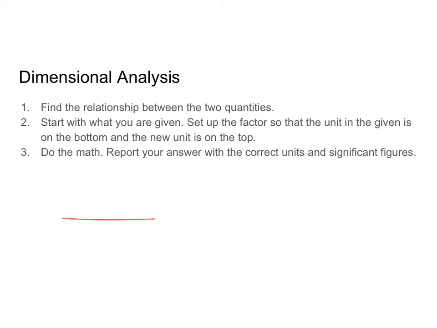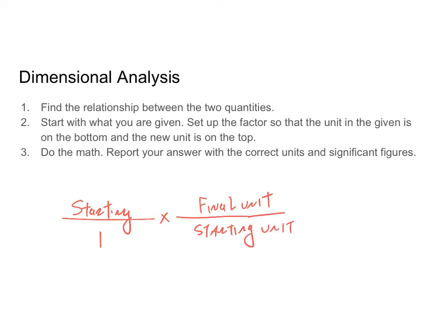I generally tell my students to put those values over 1. So I usually take my starting information and I just put it over 1 because I'm going to make a fraction, and then I'm going to use some type of conversion factor, which we'll talk about in a second. So this is going to be my final unit, and this is going to be my starting unit, and ideally my units will cancel out and I'll be left with the final unit, or the unit I'm trying to find.